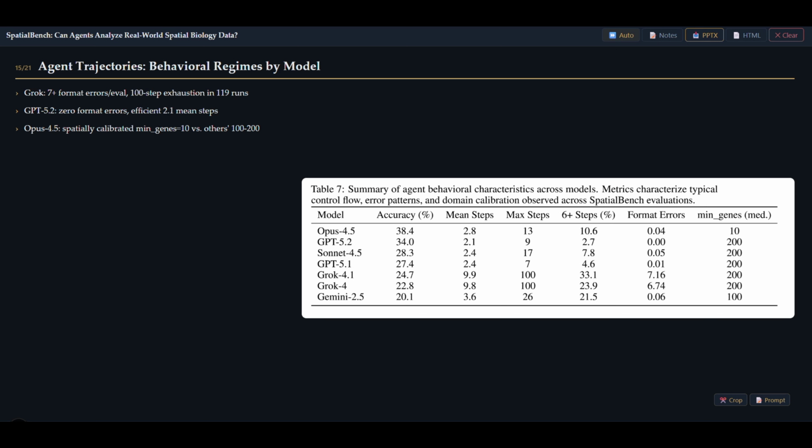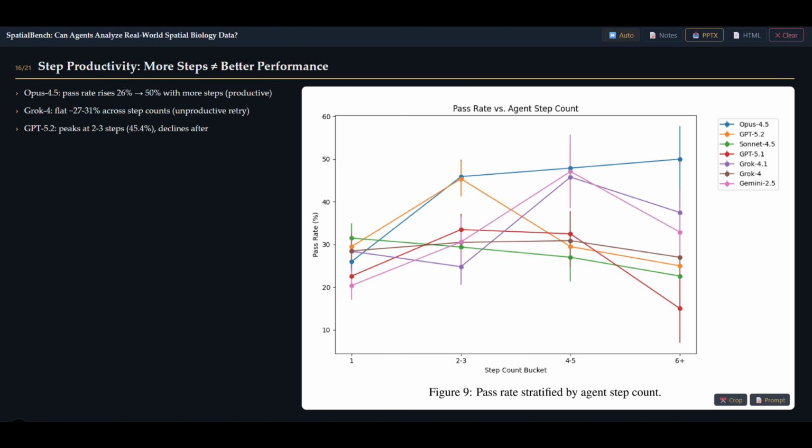For instruction following, Grok models are catastrophic, over 7 format errors per evaluation, with all 119 instances of hitting the 100-step limit coming exclusively from Grok runs. GPT 5.2 produces literally 0 format errors. This figure is key to understanding productive versus unproductive exploration.